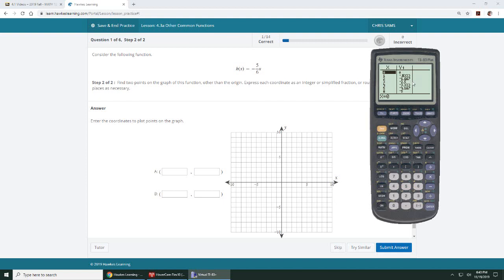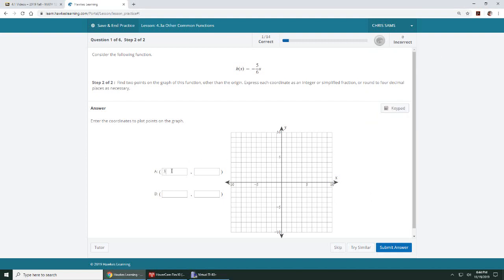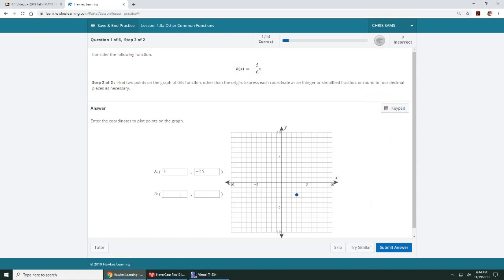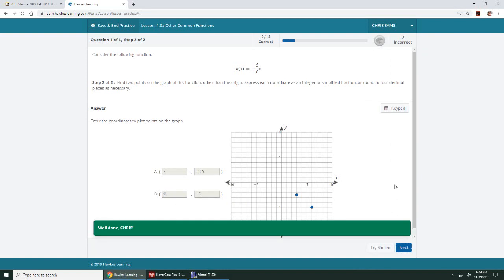So from here, I can just pick any 2 ordered pairs. So let's say 3 and -2.5. So I'll put 3 and -2.5. And you can get these by just plugging in the number x and finding the y value. And then I will pick another one, let's just say 6 and -5. And it doesn't matter which one you pick, just so long as you get 2 points that are on the graph. And any 2 will work, any 2 that you pick.